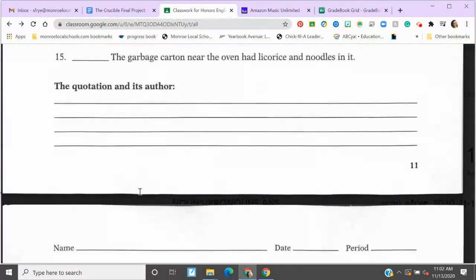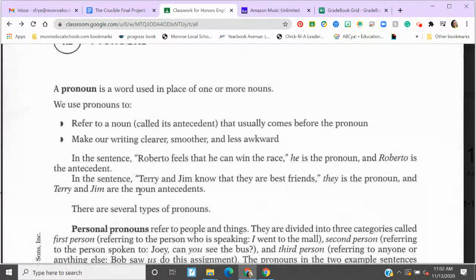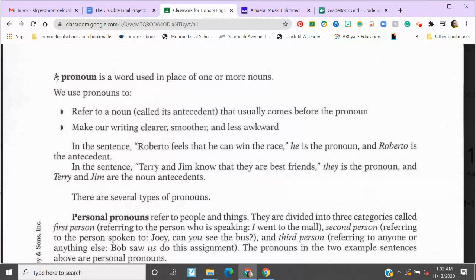The next part of this is pronouns. Okay, so you do need to pay close attention to this, what a pronoun is and what the antecedent is. The pronoun is the word that replaces the noun. The antecedent is what that noun was. So in this sentence, it says Roberto feels that he can win the race. He is your pronoun, and the word that it's replacing is Roberto. So Roberto is the antecedent.